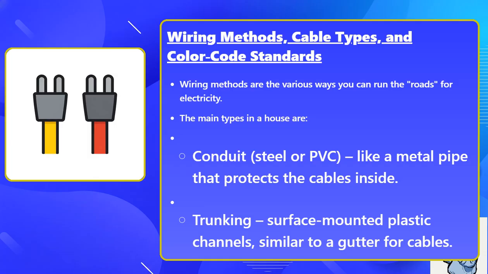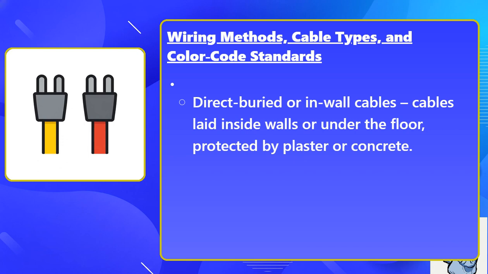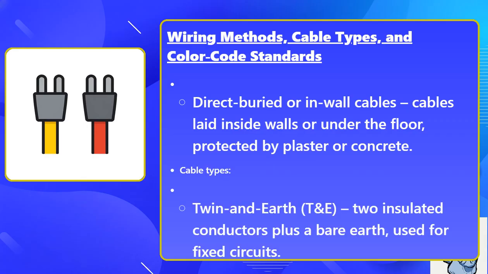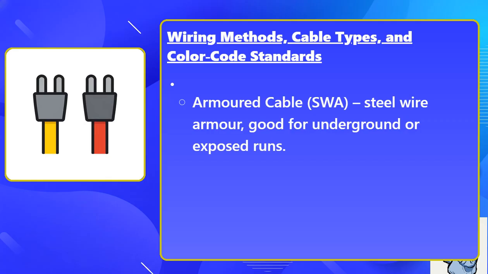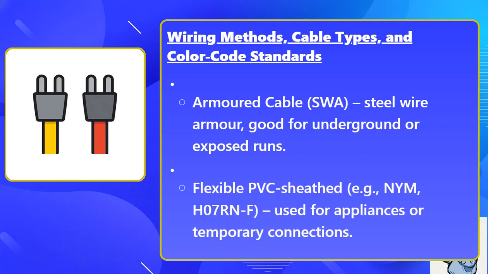Trunking, surface-mounted plastic channels, similar to a gutter for cables. Direct, buried or in-wall cables, cables laid inside walls or under the floor, protected by plaster or concrete. Cable types. Twin and earth, T&E, two insulated conductors plus a bare earth, used for fixed circuits. Armored cable, SWA, steel wire armor, good for underground or exposed runs. Flexible PVC sheathed, for example NYM, H07RN-F, used for appliances or temporary connections.